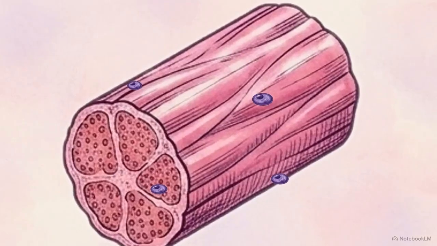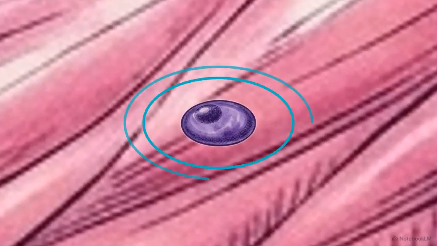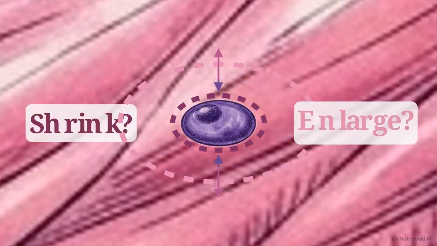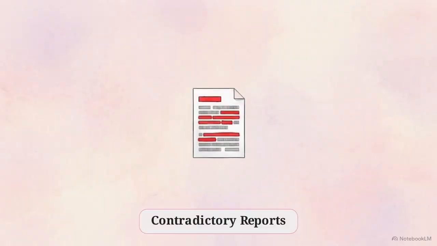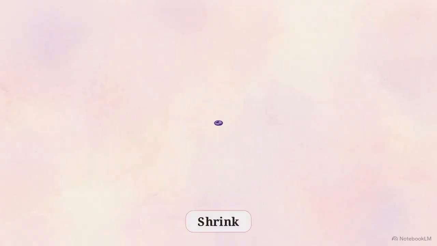But zooming in on the muscle fiber's control center, the nucleus, reveals a conflict in scientific literature. For decades, studies have disagreed on exactly what happens to the myonuclear domain as we age, with contradictory reports whether these nuclei shrink, swell, or disappear entirely.